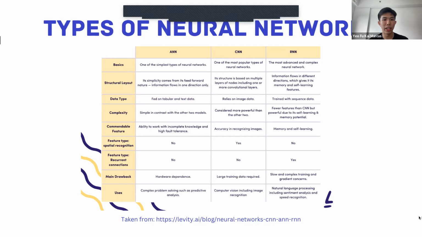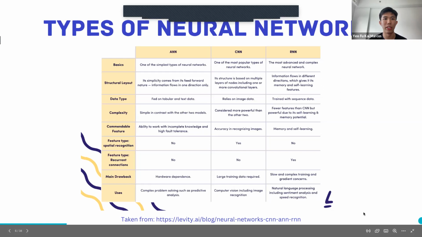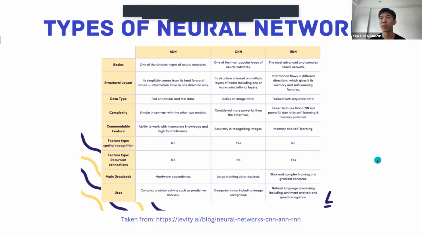And as for RNN, they are a type of neural network that is designed to work with sequential data, such as time series or text. They have a unique architecture which allows them to take into account the context of the previous input when making predictions. As you can see, this table highlights the main differences between the three more popular neural networks. I've also included the link below, which you can access if you are interested to find out more.